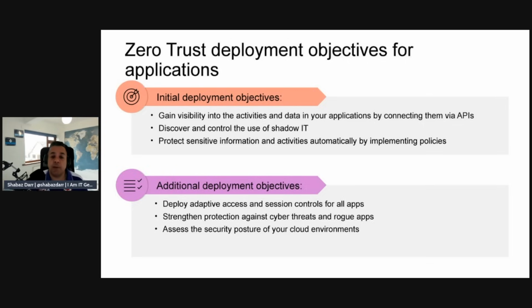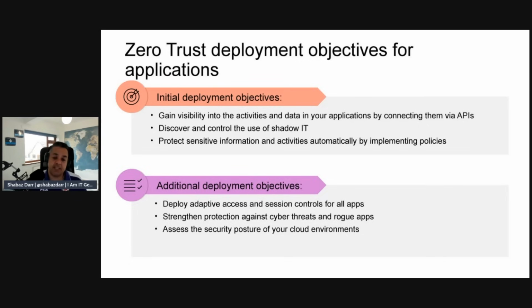Let's talk about zero trust deployment objectives for applications now. So the initial deployment objectives: gain visibility into activities and data in your applications by connecting them via APIs. Discover and control the use of shadow IT, which is quite a big one. Then protect sensitive information and activities automatically by implementing policies.